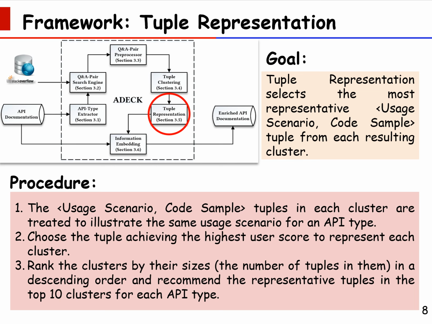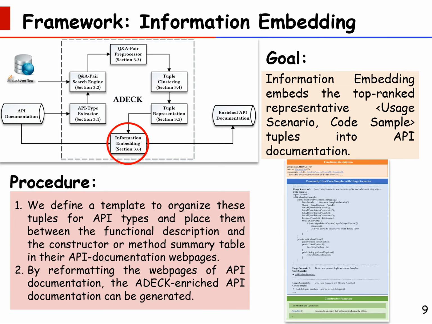Tuple representation selects the most representative usage scenario and code sample tables, achieving the highest user score from each resulting cluster. Finally, information embedding embeds the top-ranked representative usage scenario and code sample tables into API documentation. We define a template to organize these tables for API types and embed them into API documentation.